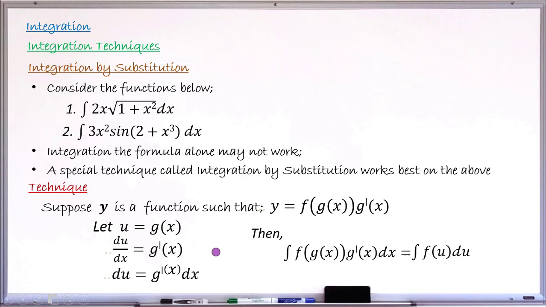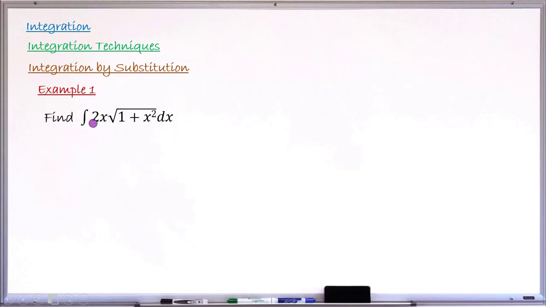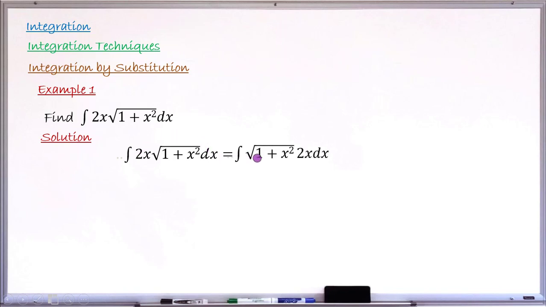So let's move on. Example number one: we are asked to find the integral of 2x multiplied by the root of 1 plus x squared dx. For the solution to this problem, we copy down the given text, that is the integral of 2x multiplied by the root of 1 plus x squared dx. Let me rearrange this, letting 2x come last. So I'm going to have the integral of the root first, that is the part that I have as a function of a function, so root of 1 plus x squared, then times this function 2x, then dx.